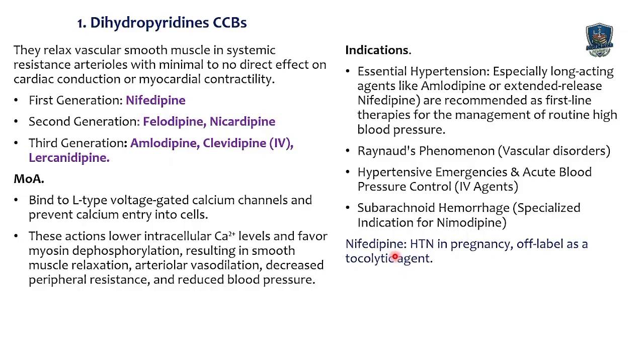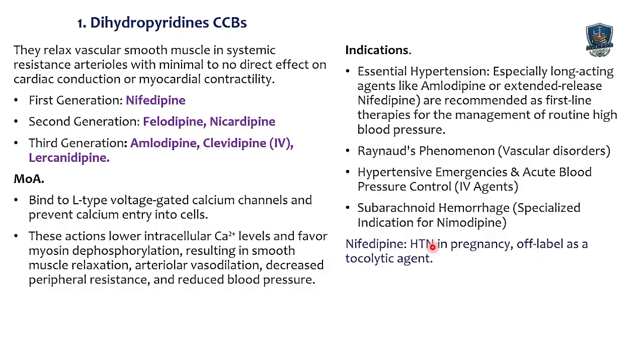Nifedipine also has some unique off-label uses. Number one, it can be used for hypertension in pregnancy. So far, we have looked at drugs that can be used in pregnancy: nifedipine, number one, and hydralazine, number two. We looked at methyldopa during our second episode. Methyldopa is also a drug that can be used.